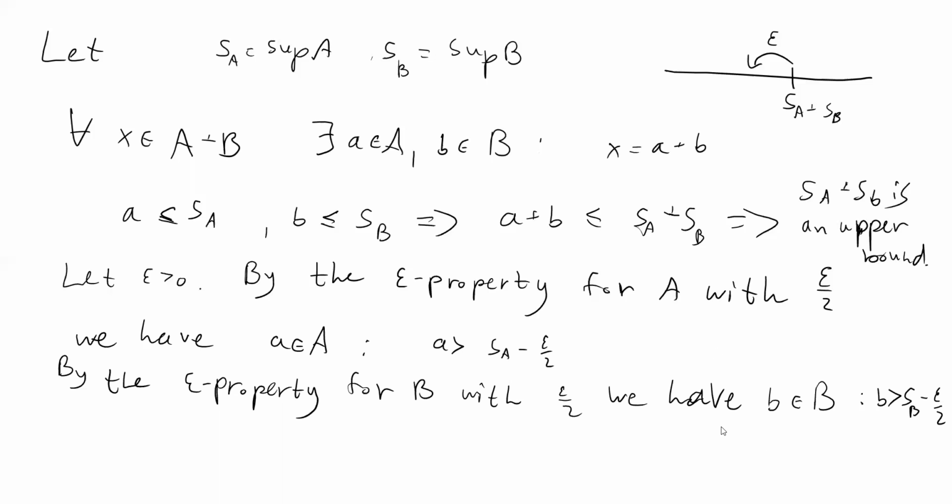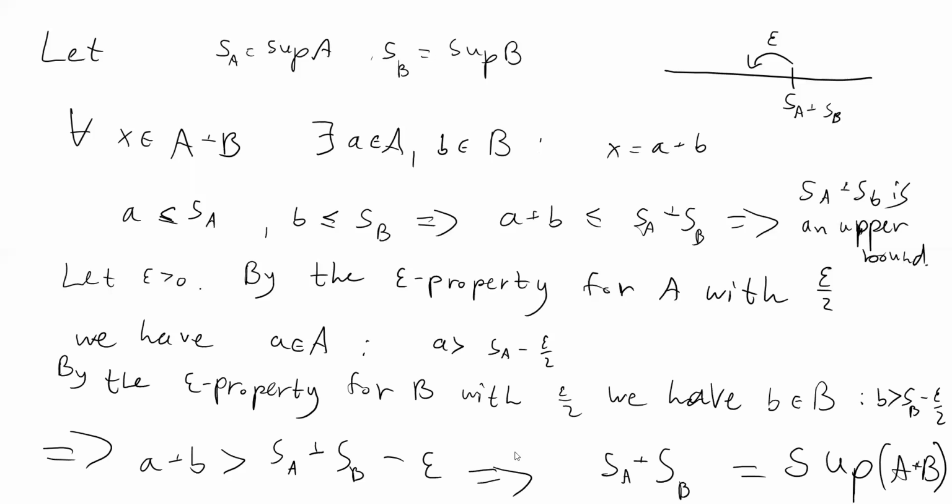The same we can do for the set B and get an element B that is greater than SB minus epsilon divided by 2. Therefore, if we add A and B together, we get something that is greater than SA plus SB minus epsilon. Or in other words, we found an element of A plus B inside the step of size epsilon from the left side of SA plus SB, which means by the epsilon property that SA plus SB is actually the supremum of A plus B.